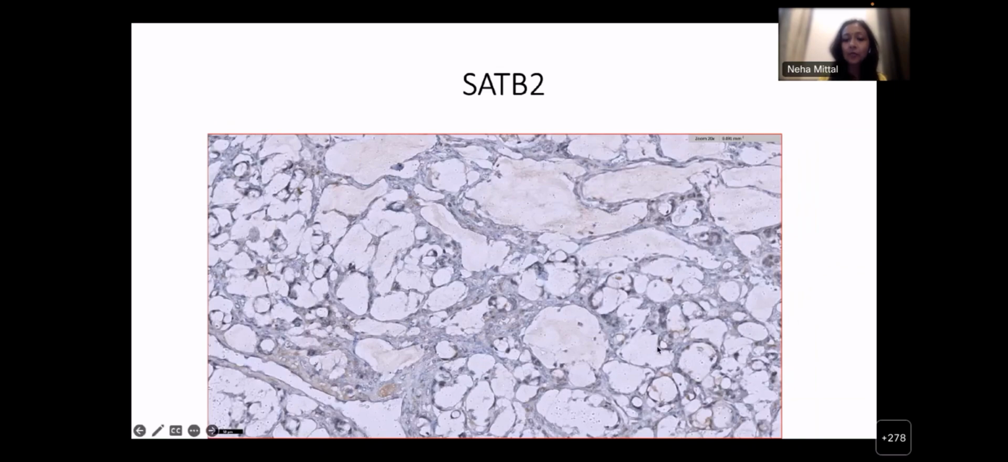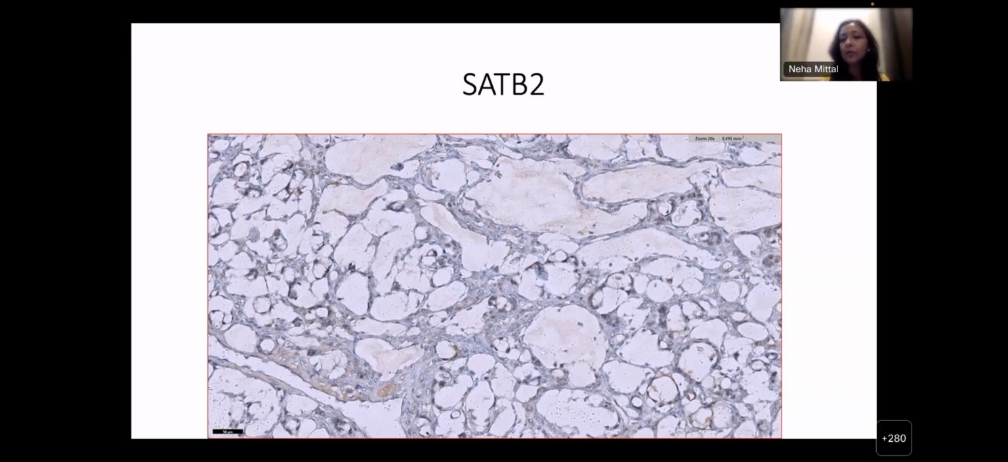And SATB2, you see focal SATB2 positivity in the form of these brown nuclei, right? So SATB2 is another marker for lower GI or colonic origin. So what is your diagnosis in this case? Krukenberg, GI origin. Okay, very good. That is right. And what will be the complete diagnosis?